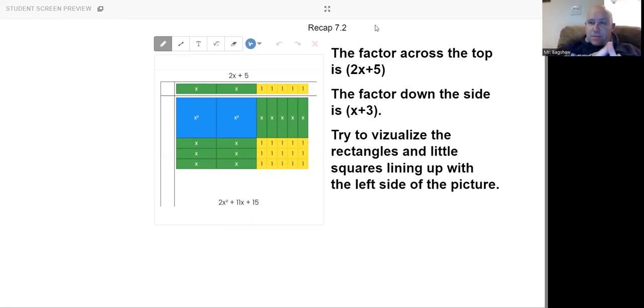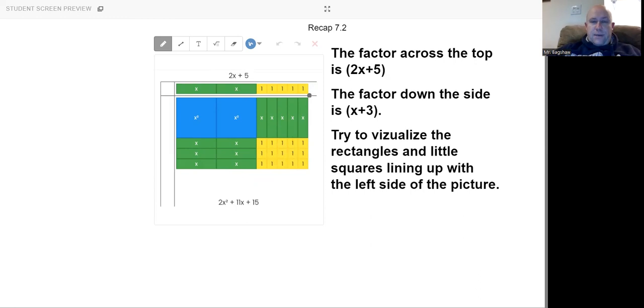So before we get to the algebra tiles, I just want to recap what we did in lesson 7.2 because it relates directly to this. I've got the picture here, which is 2x squared. I can see that there's 11 x's here, and I can see that I got 15 little squares. Just a reminder of what all these things mean: the x squared is the big squares, the x's are the rectangles, and on the side here, the little squares are your numbers.